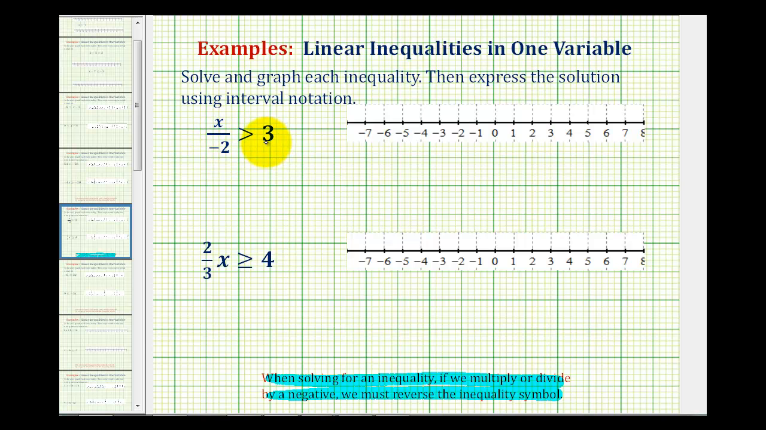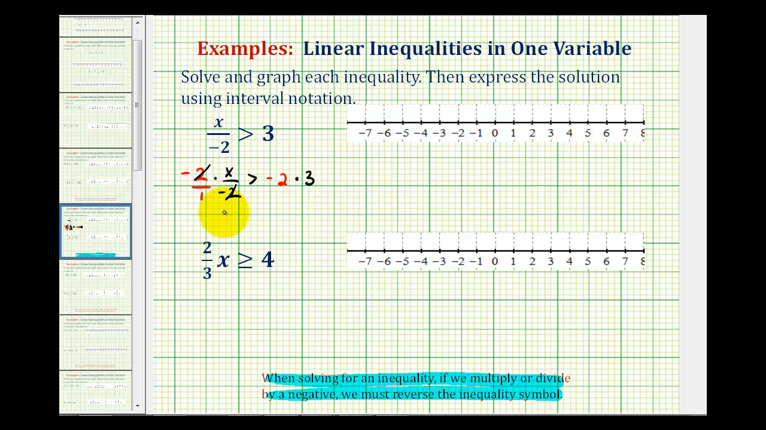is greater than +3. So to isolate x, we'll have to undo this division, and the opposite operation of division is multiplication. So we'll have to multiply both sides of this inequality by -2. And because this is in fraction form, we'll go ahead and put this over 1. And here we have -2 over -2, which is simplified to 1.